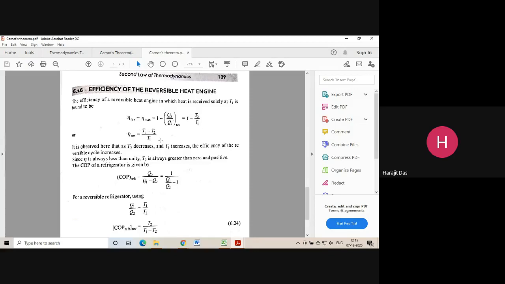If you convert this formula, you will get this type of formula. This is also the same representation of the reversible heat engine efficiency, or the maximum efficiency of a reversible engine. So it is observed here that as T2 decreases, as I actually told you, the efficiency increases.